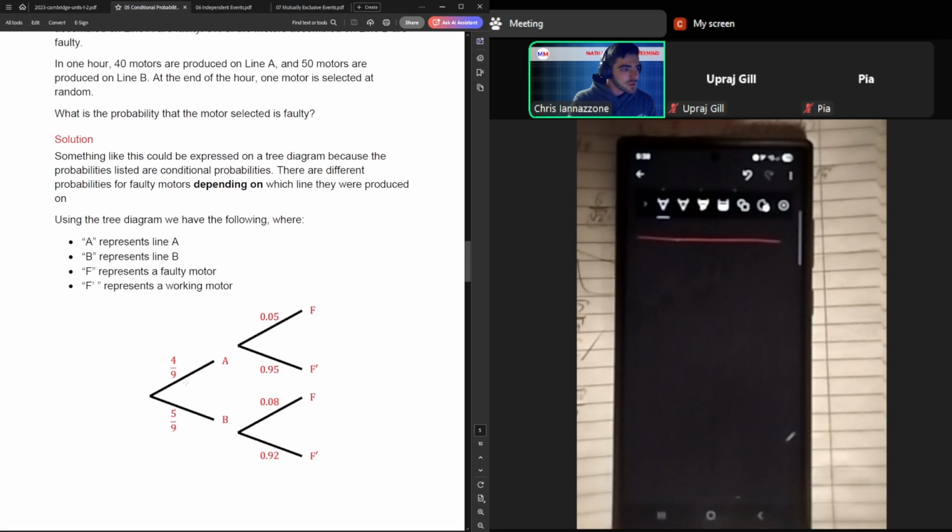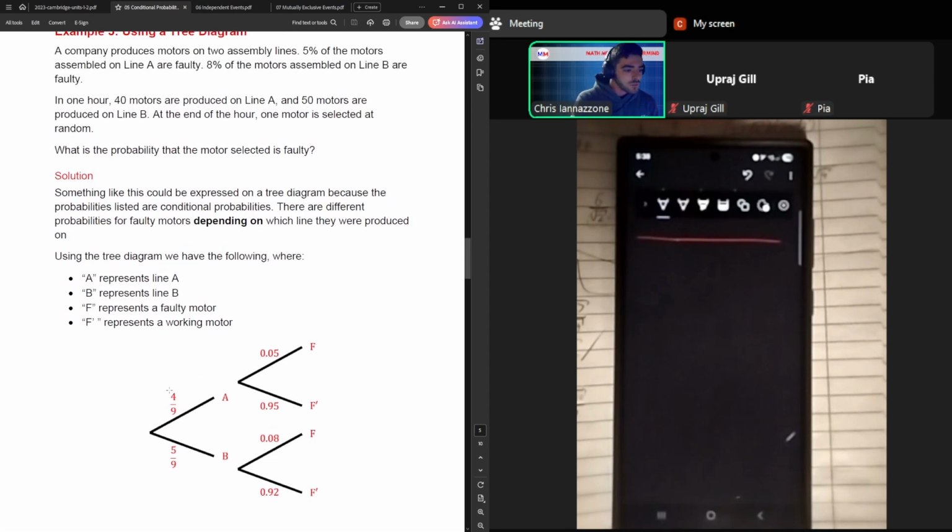Does anyone either remember or could figure out why these are 4 out of 9, 5 out of 9? Because there's a total of 90 motors, and then for line A, 40 motors are produced, and so that's 40 over 90, which simplifies to 4 over 9. Yep. And then line B is 50 over 90, which simplifies to 5 over 9. Perfect. That's those.